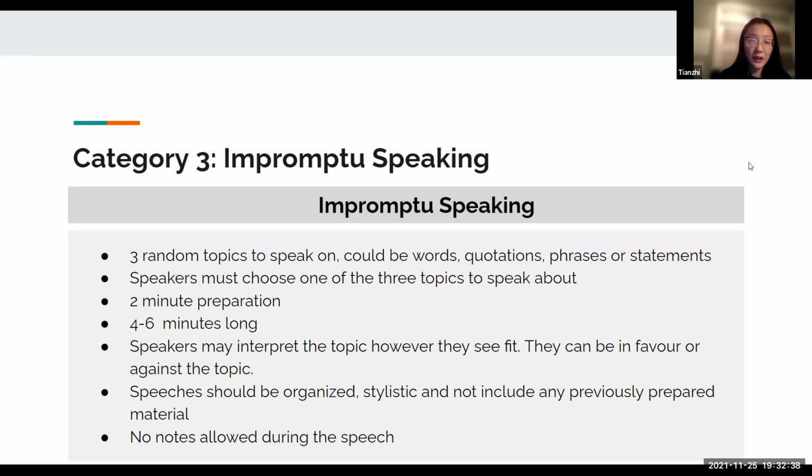And then after that, you need to throw your notes away, do not look at your notes at all, and speak for 4 to 6 minutes. That's impromptu.